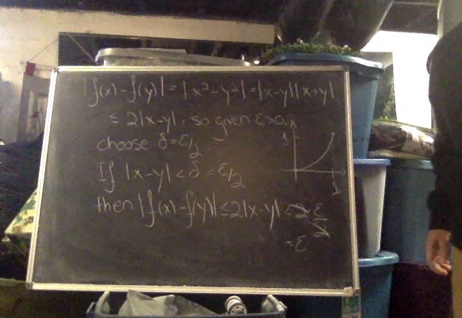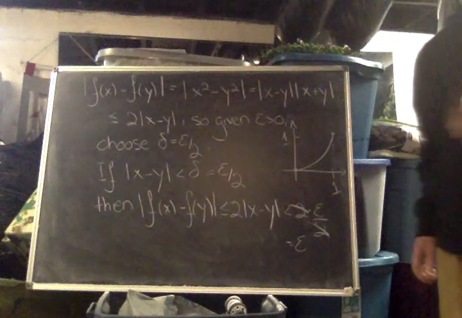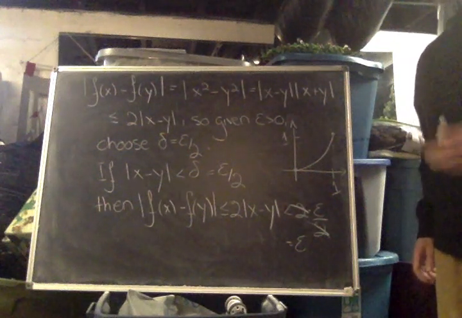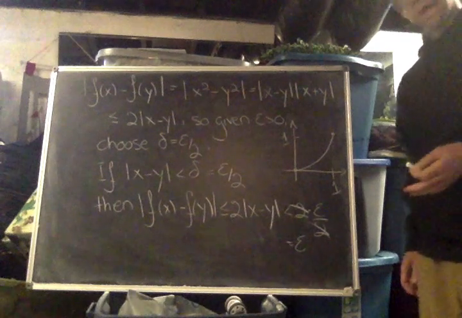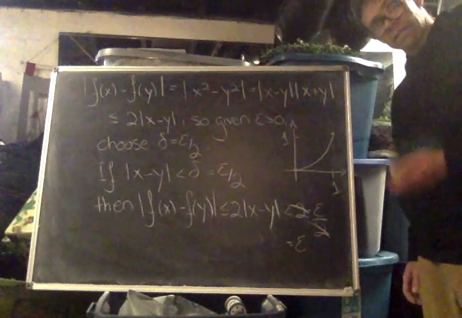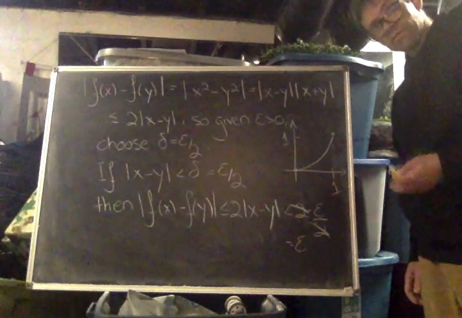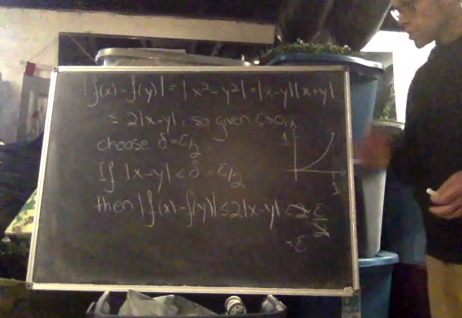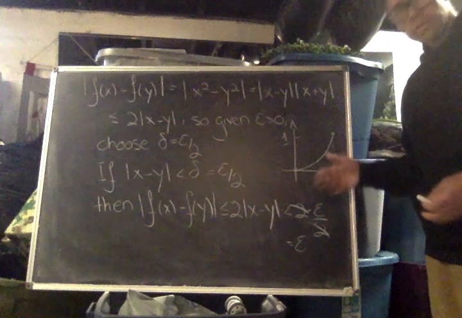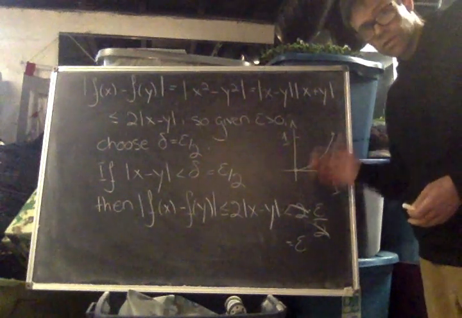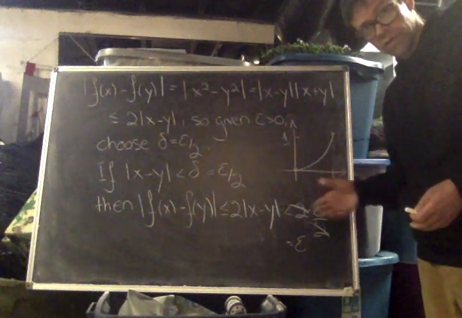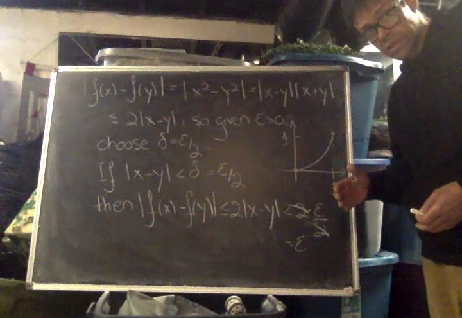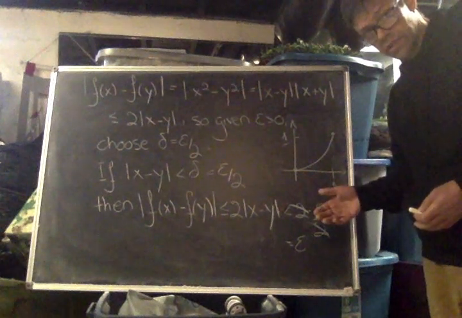Okay? And that works for all possible x and y in the domain, where the domain now is the closed and bounded interval from 0 to 1. Okay? So we had the same function, but depending on what we chose the domain to be, the function was either not uniformly continuous or it was uniformly continuous.